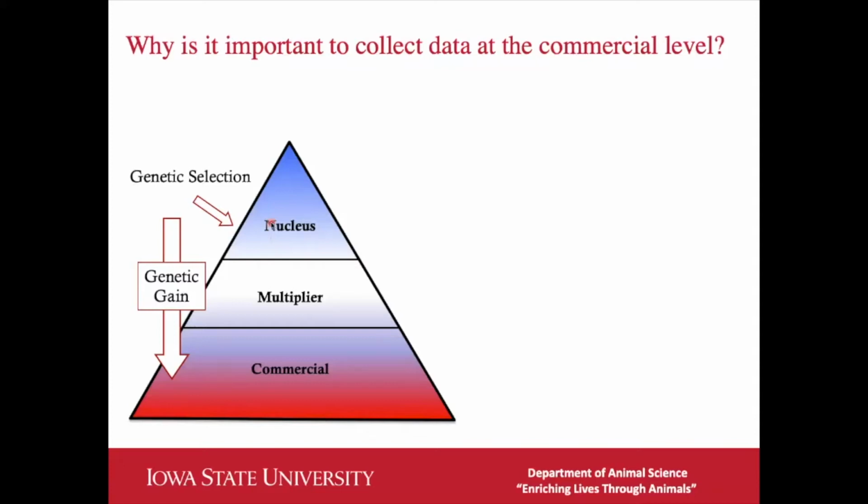The best animals are identified, selected, and mated to each other, and they create the next generation of animals to form the population. The idea, of course, and it works, is that this next generation is better than the previous. So we have genetic gain, and we expect this genetic gain to move down the pyramid. We multiply our animals in order to meet the demands of the consumers.